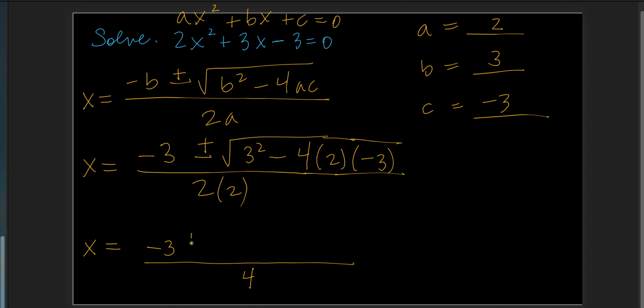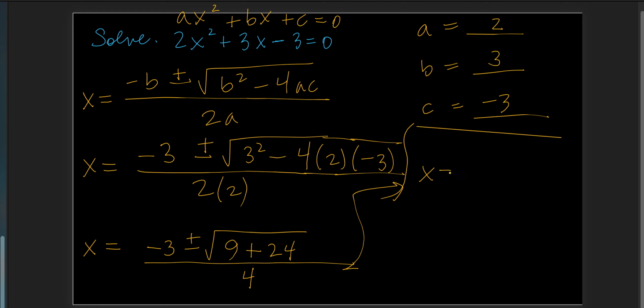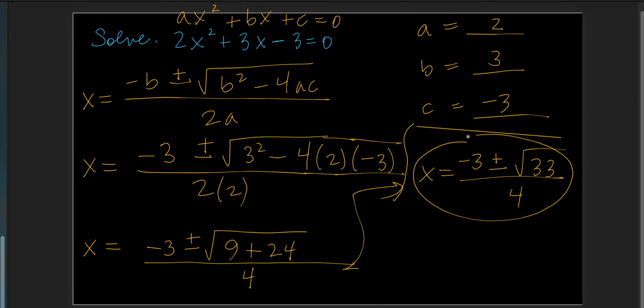You have a 4 there. So negative 3 plus or minus the square root of, this makes a 9. Then I have minus 4 times 2 times negative 3, so that's going to be a plus 8 times 3 is 24. See if I can squish this in here. X equals negative 3 plus or minus the square root of 33 over 4. And this doesn't simplify anymore. I think that's what your multiple choice answer would look like, and that's it.